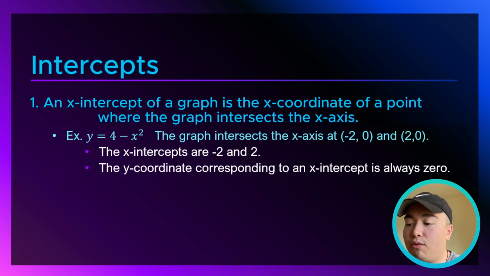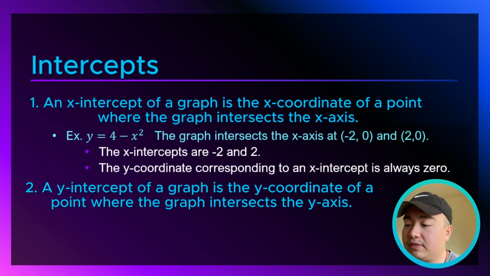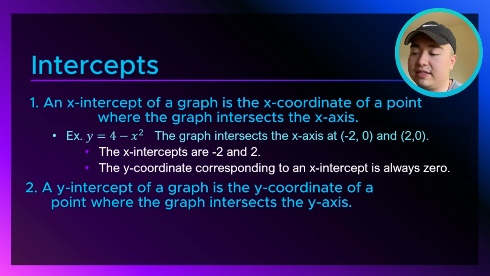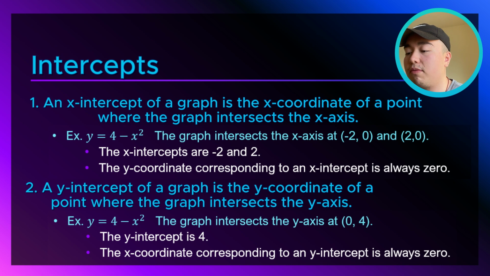As for the y-intercept, it is the y-coordinate of a point where the graph intersects the y-axis. We're going to use the same example, y is equal to 4 minus x squared. The graph intersects the y-axis at 0, 4, and so our y-intercept is 4.